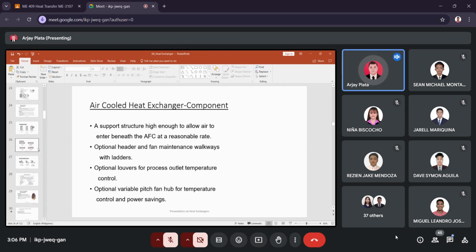So far, you already have the idea of the different types of heat exchanger, right? Hopefully it will help you to do your technical report easier. I will send the instructions later. It is done per group.